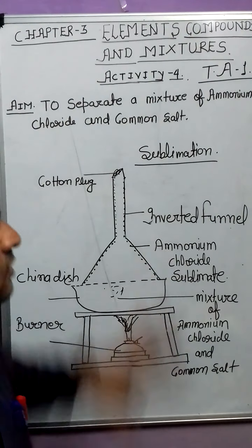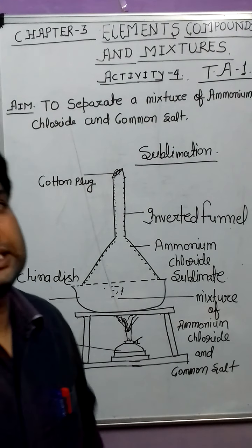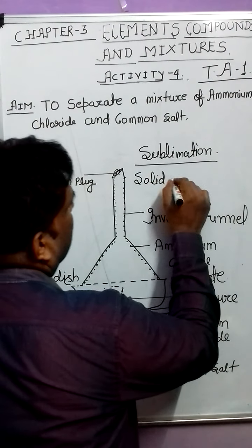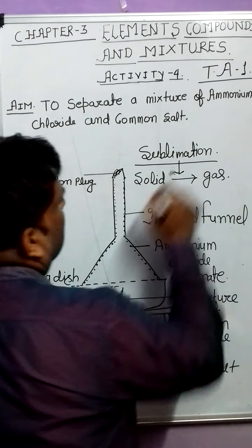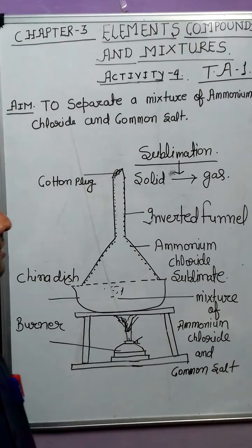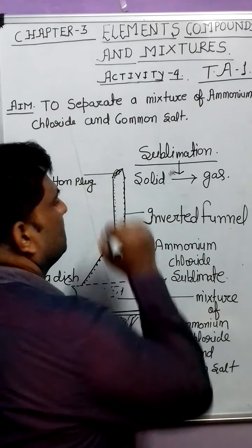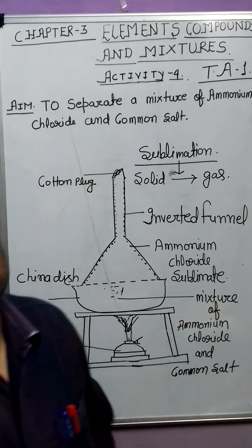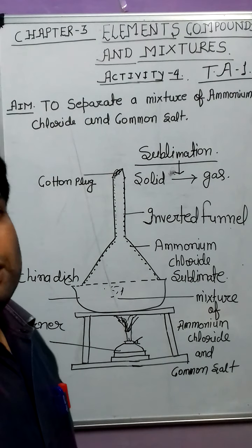Sublimation is the process in which a solid substance is directly changed into gas, without changing into liquid. Examples of sublimation substances are ammonium chloride, iodine, camphor, etc. So now we are going to discuss activity 4.